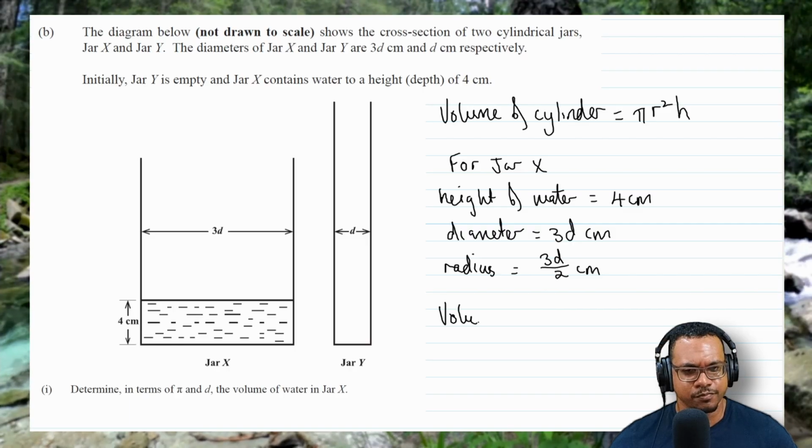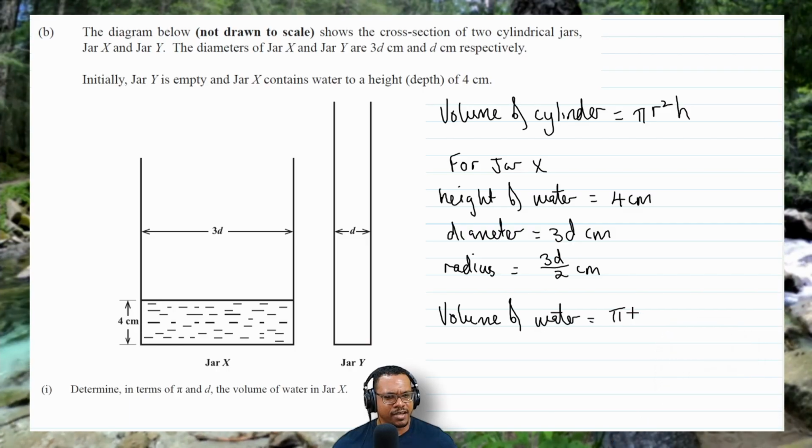So the volume of water is equal to pi r squared h. And remember, we're writing this in terms of pi, so we leave in pi as pi. The radius would be the 3D over 2 squared, and h would be 4. So using our laws of indices, we square the D, the 3, and the 2. All right, so we have pi times 3 squared, which is 9, d squared over 2 squared, which is 4.